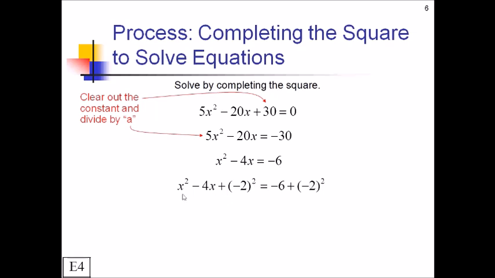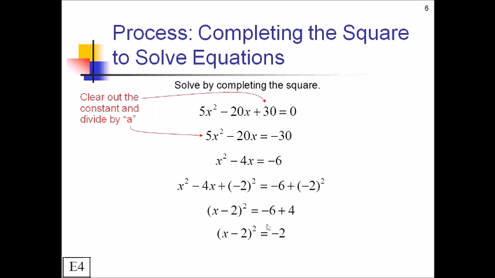Next, we're going to factor the left side. This will just be x minus 2 squared. See how easy it is just to move that down into a squared parentheses? And then we have a -6 plus 4 on the right side. Let's simplify that now. We've got -2 on the right side.